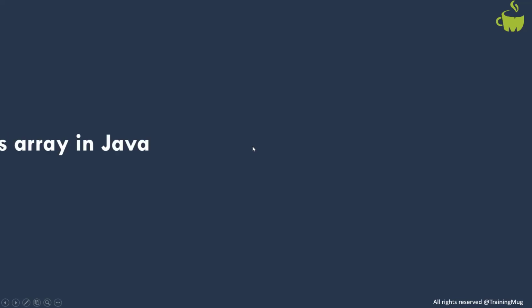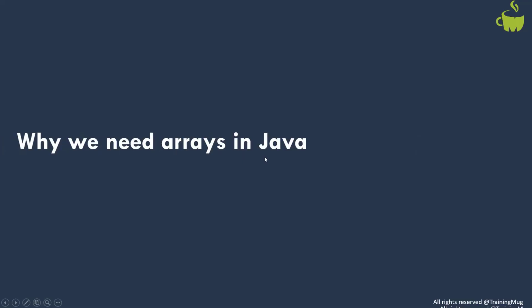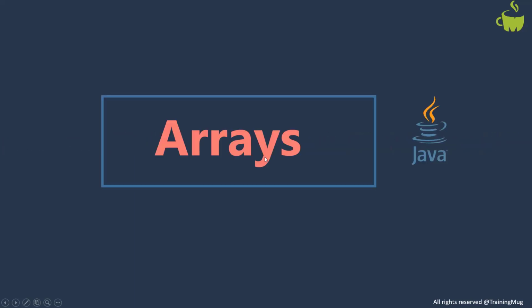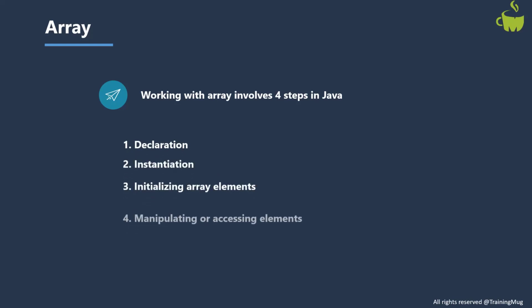In our last session, we tried understanding what arrays in Java are and why we need arrays in Java. So we'll continue with working with arrays. In this session, we'll try to understand how you work with an array. Working with an array involves 4 steps in Java. First is declaration, second is instantiation, third is initializing array elements, and fourth is manipulating or accessing elements.